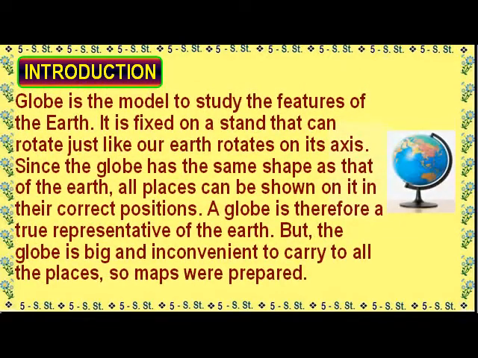Introduction. Globe is the model to study the features of the earth. It is fixed on a stand that can rotate just like our earth rotates on its axis. Since the globe has the same shape as that of the earth, all places can be shown on it in their correct positions. A globe is therefore a true representative of the earth.